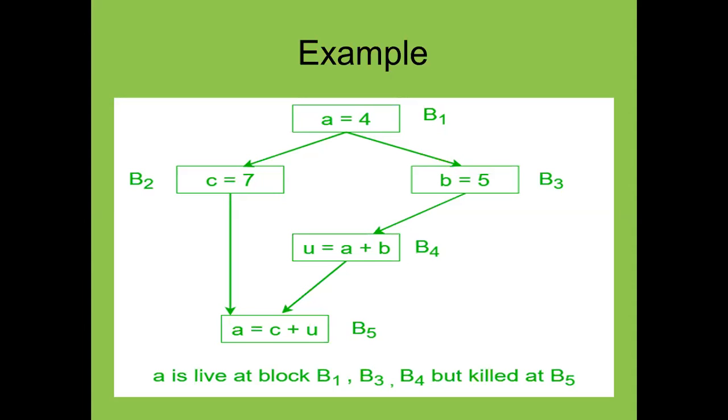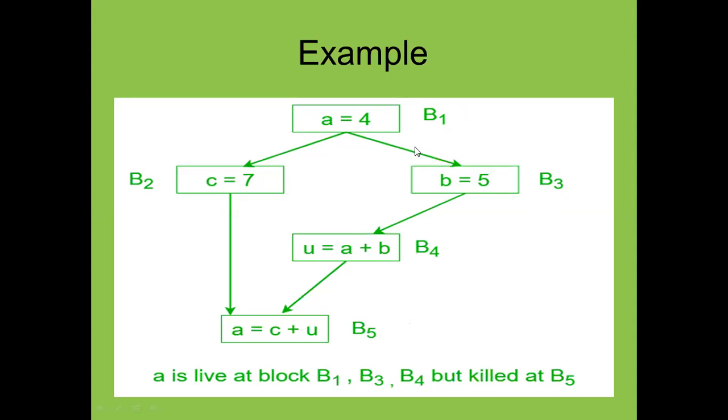And at the last, at basic block B5, you can see A is equal to C plus U. So A is live at block B1. Now you can see here A is live at B1, B3, B4, but killed at B5.